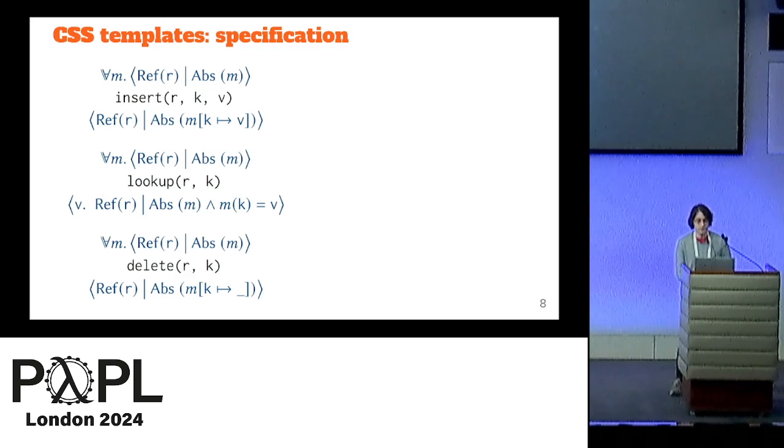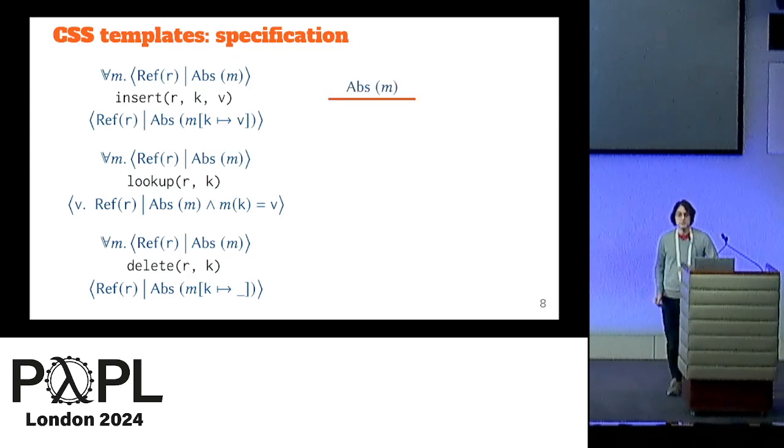So in this case, for instance, we're saying for the insert function that the calling thread has to own a reference to the data structure to call it, and its effect is to atomically transition from a data structure whose abstract state is some map to a data structure whose abstract state is that map, but with the new key-value pair added.